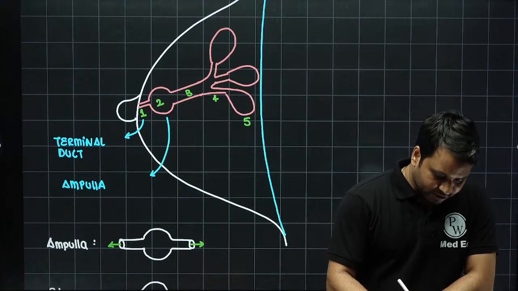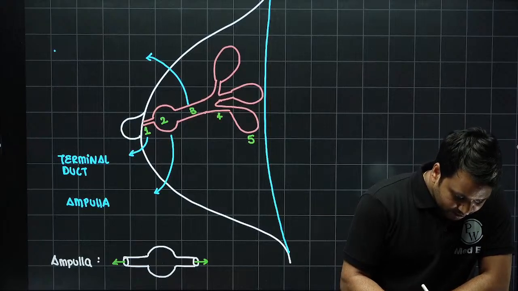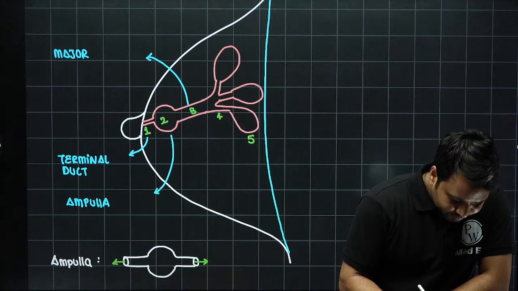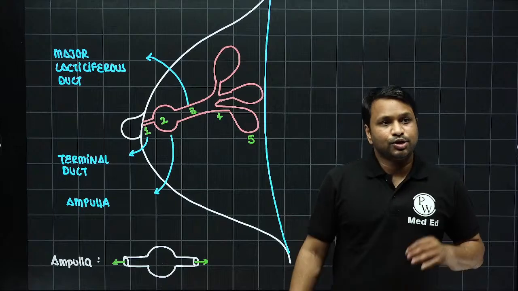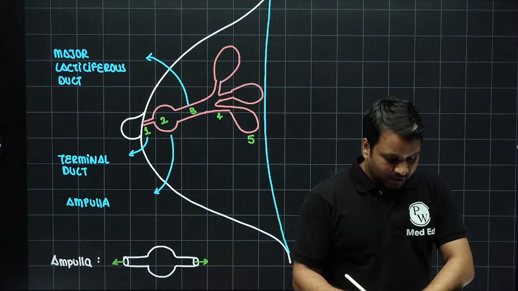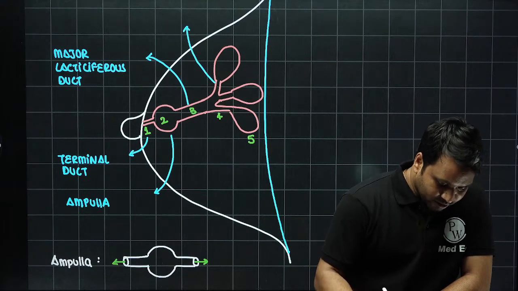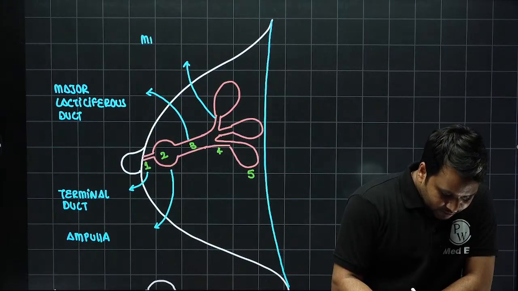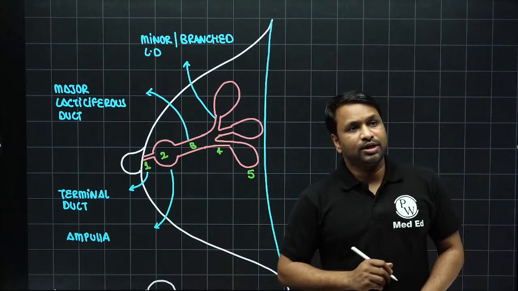Now, structure number 3, which is the biggest duct among all, is what we call the major lactiferous duct, right? So you have the terminal duct, you have the ampulla, then you have the major lactiferous duct. After the major lactiferous duct, you have the smaller branching ducts. The smaller branching ducts are what we call the minor, or also the branched lactiferous duct.